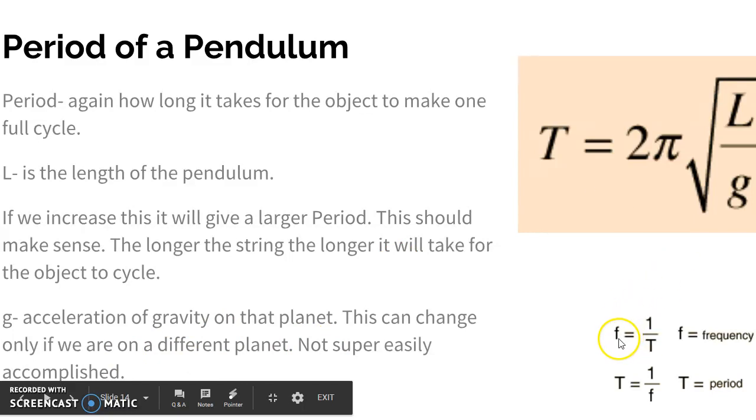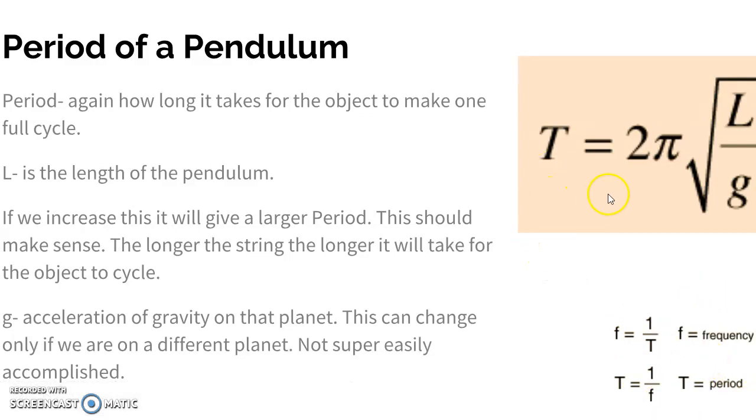One thing to remember over here is frequency is 1 over T, or period is 1 over frequency. They are inverses of each other. So if something has more frequency, it has a smaller period. If it has a longer period, it's less frequent. Okay, we'll see that on graphs a little bit moving forward.